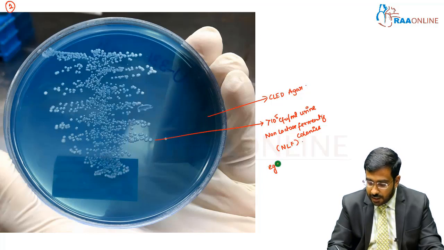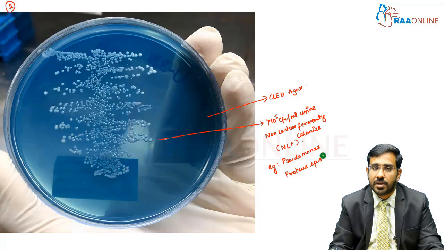Examples of non-lactose fermenting organisms are Pseudomonas and the Proteus species, like Proteus mirabilis, Proteus penneri, and Proteus vulgaris, and other associated organisms like Morganella morganii. So it's going to be a non-lactose fermenting organism.